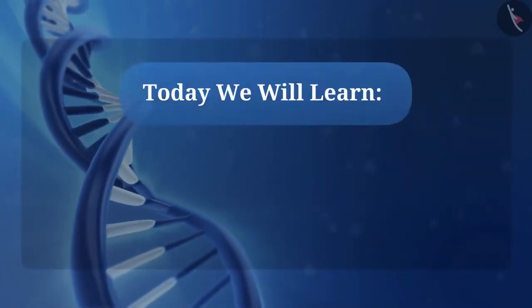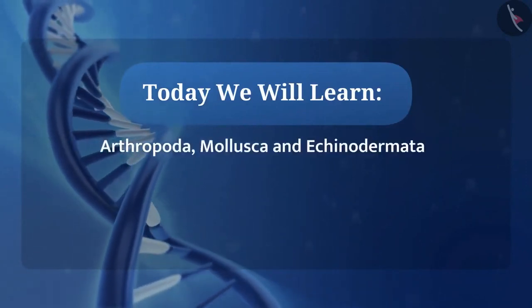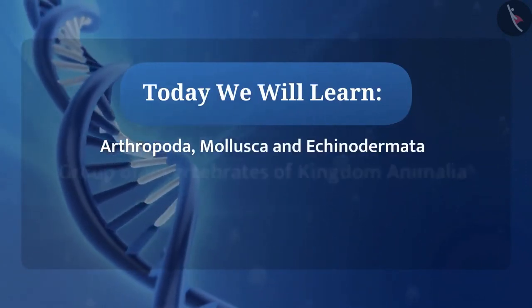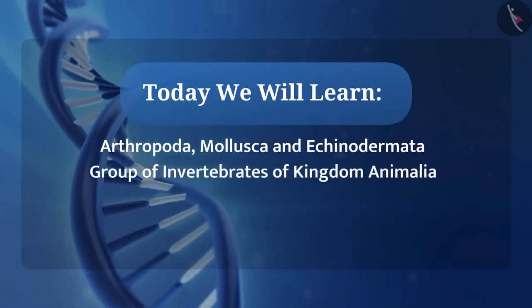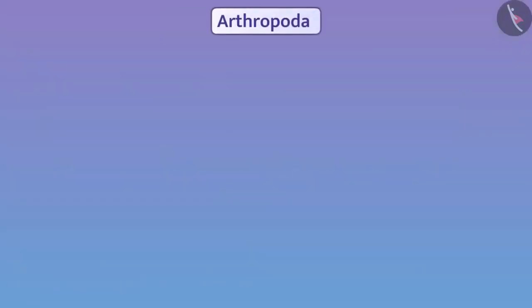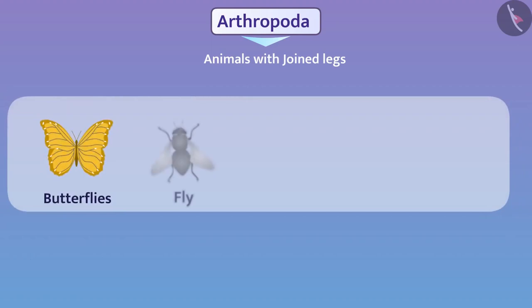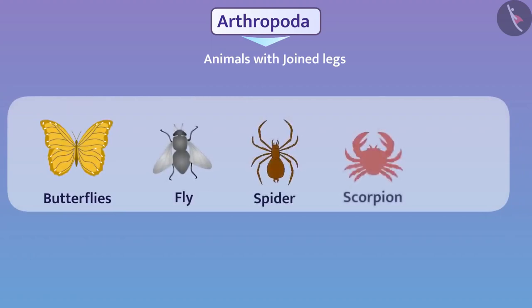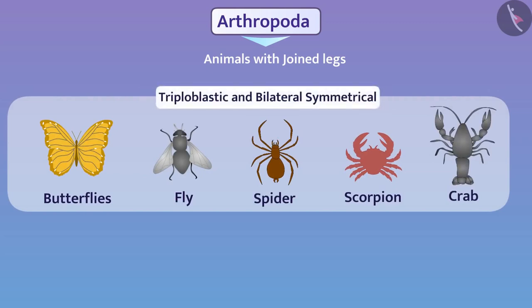Today we will learn about Arthropoda, Mollusca, and Echinodermata, groups of invertebrates of kingdom Animalia. Arthropoda or animals with jointed legs. This is the largest group of animals in the kingdom, including insects. These include creatures such as butterflies, fly, spider, scorpion, crab, etc. They are triploblastic and bilateral symmetrical and have a segmented body.